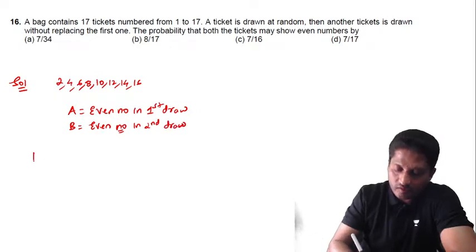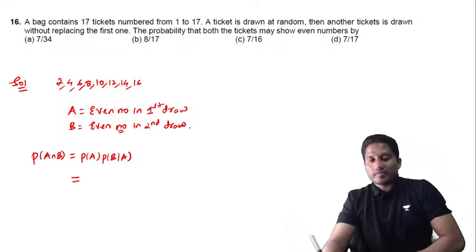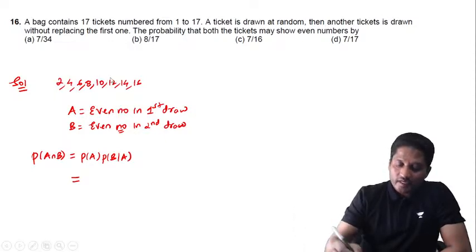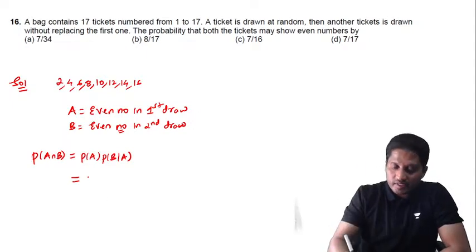Even number in the second draw. Probability of A intersection B will be equal to probability of first into probability of second given first. Probability of drawing first even number. 1, 2, 3, 4, 5, 6, 7, 1, 2, 3, 4, 8 numbers are there. Probability of drawing first even number is 8 by 17.